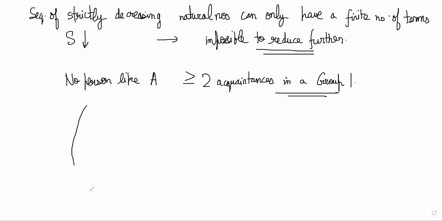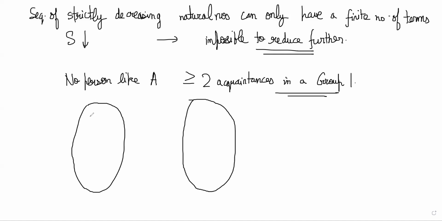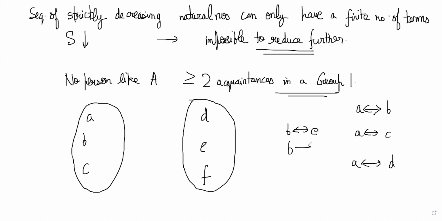If you are confused about it, think about the original example. Let's say there are 6 people, A, B, C, D, E, F. And let's say the acquaintances are like this. A is acquainted with B, A is acquainted with C, A is acquainted with D, then B is acquainted with E, B is acquainted with C, and D is acquainted with F. And let's say we put E is acquainted with F also.